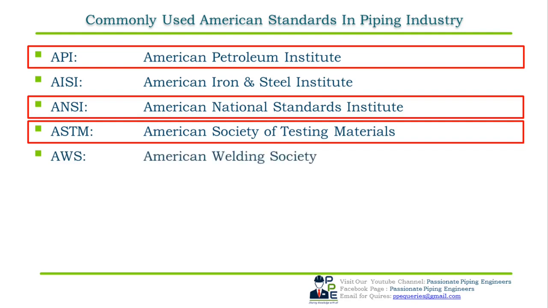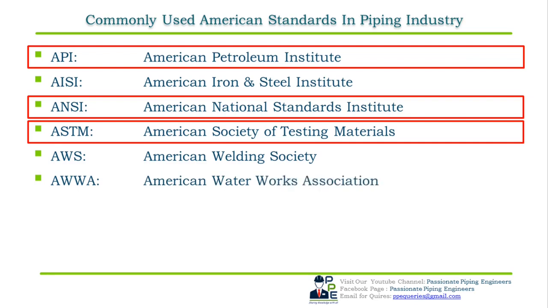AWS, American Welding Society. This standard provides welding related information such as fundamentals of welding, welding design, testing and inspection of welds, and gives guidance on applications and use of welding. In addition to this, welder training and qualifications are also included in the standard.